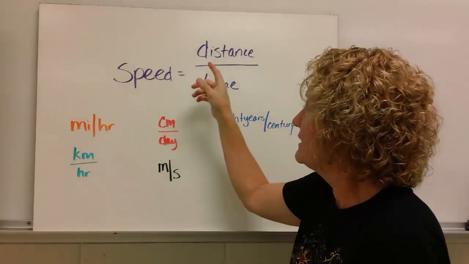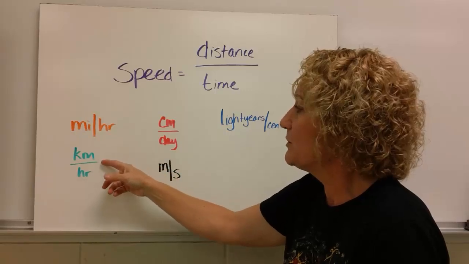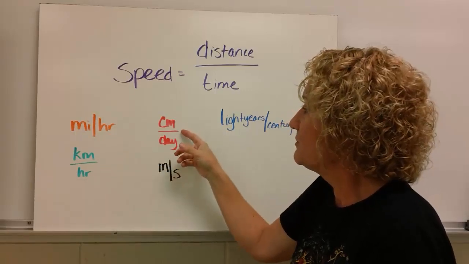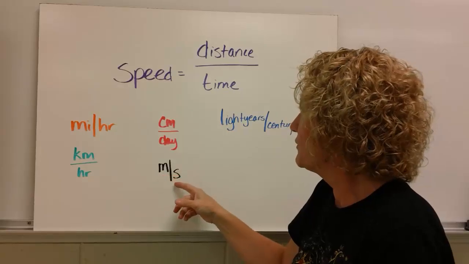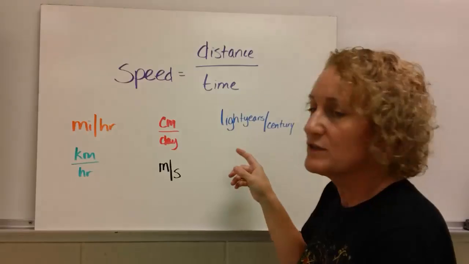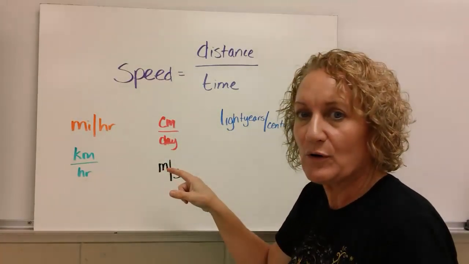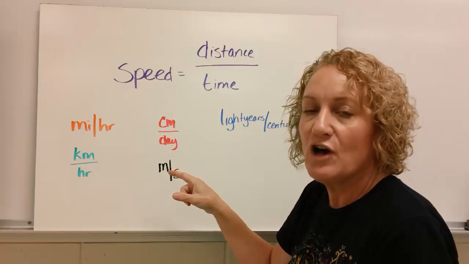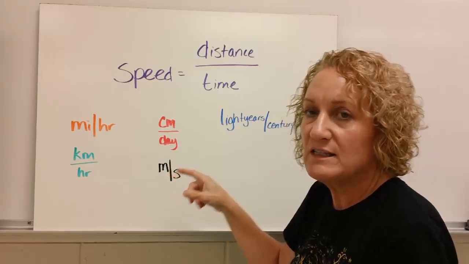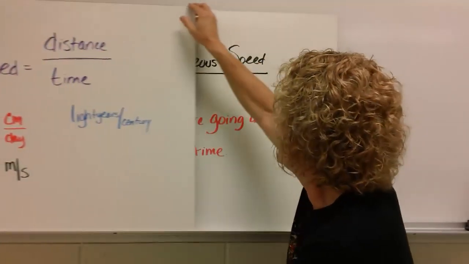So speed is distance divided by time. It could be miles per hour, kilometers per hour, centimeters per day, meters per second, or light years. Yes, that is a distance. Light years per century. And when we see that line, we say the word per, P-E-R. You all know miles per hour, so that should be a really easy way for you to remember what it's called. Again, it's a mathematical relationship.